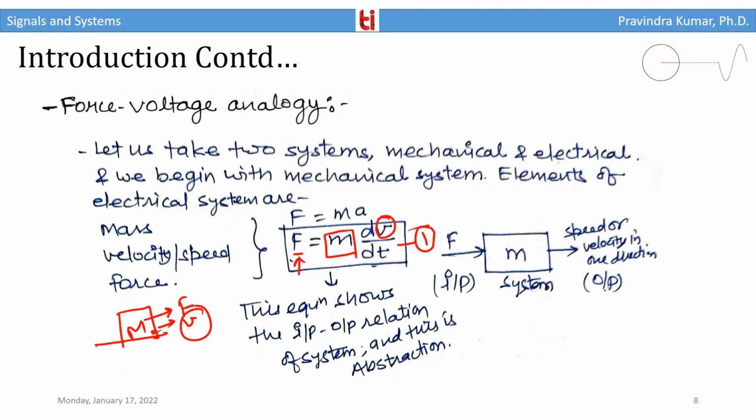So here, this is the relation between input and output, and this is known as the abstraction, and this equation is the description of this abstraction.